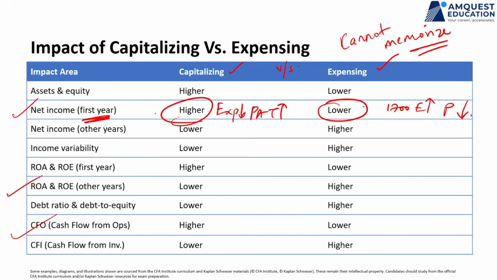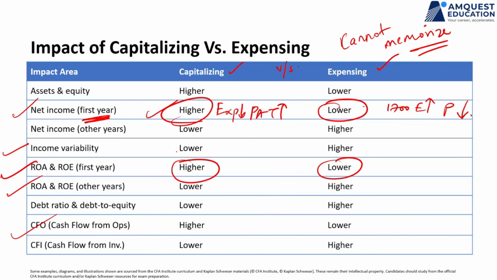Now, if profits are higher, obviously return on equity is higher in the first year. And if profit is lower, return on equity is lower. So this is the way you test yourself. Okay, did I understand balance sheet linkages to the income statement? Was I able to comprehend what is happening?